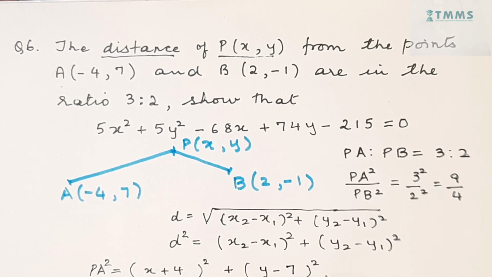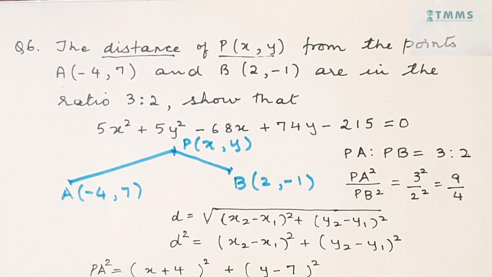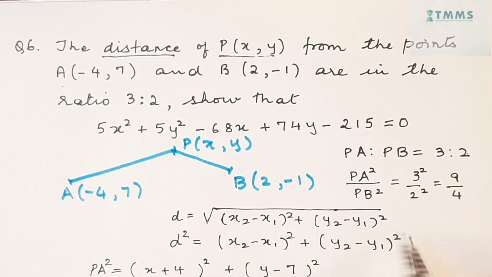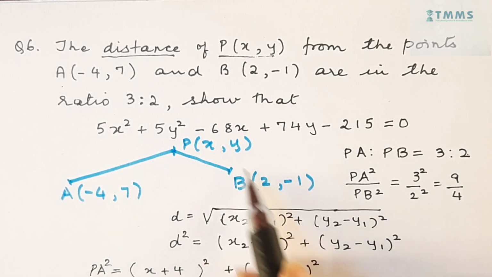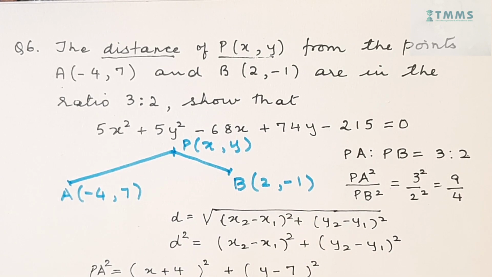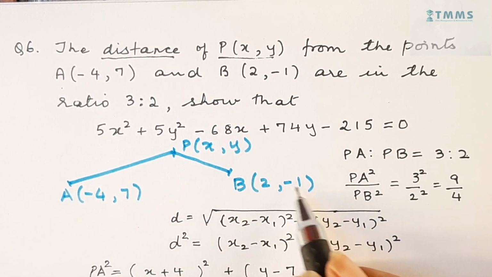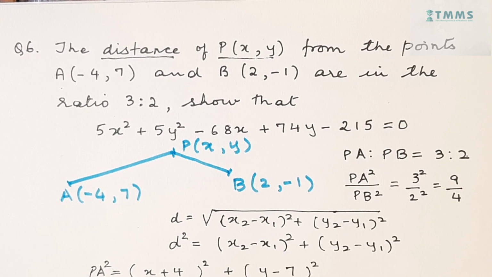Are we getting it? Now we take PB square. Now PB square, again we'll keep the two brackets ready for x2 minus x1 and y2 minus y1. So we have x minus 2 and y minus minus means y plus 1. Did you get this right?